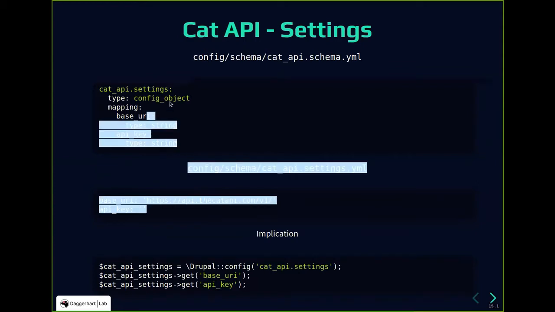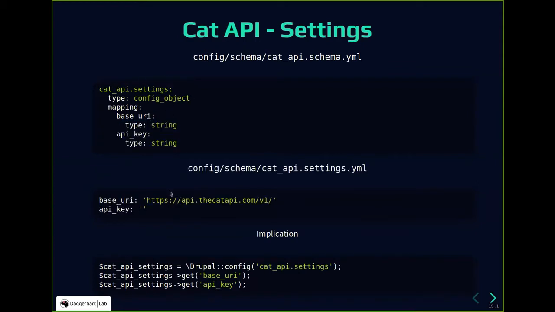So this is set up in the module, this sort of the configuration schema, and the default values for our configuration is also already set up in the module. And the implication of what I'm showing here with the YAML is that we can go get the cat API settings from Drupal, or we can inject these into our code later by using the config system. And this one is going to be called the base URI, and this one's going to be called the API key. So this is just a heads up slide because we're going to be using these things.